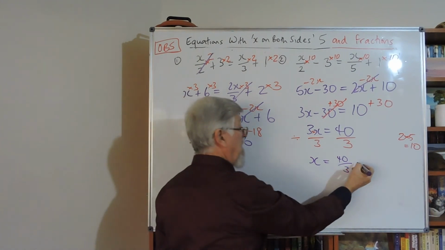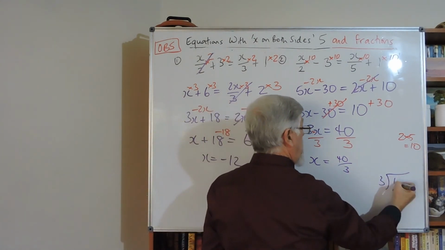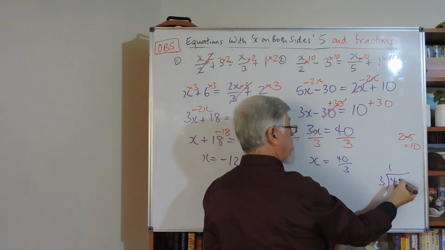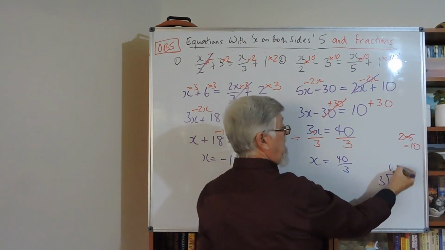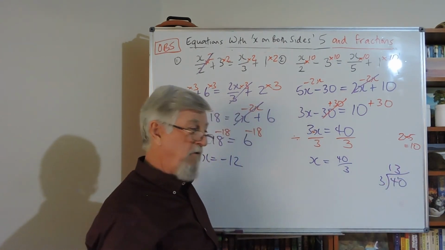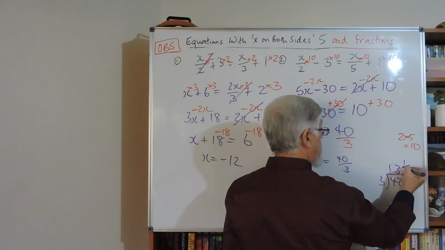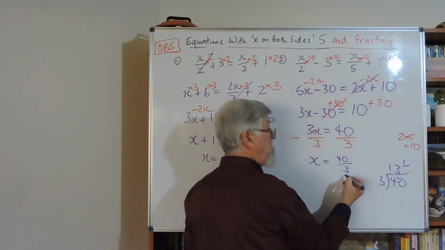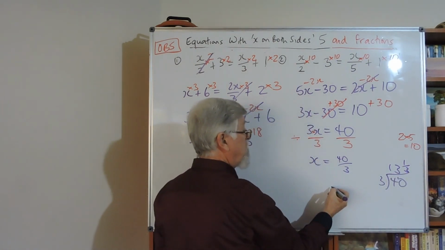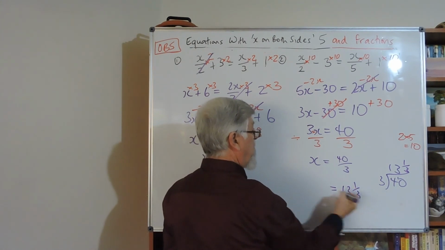Of course you can go 3 into 40, 3 into 4 goes once and 1 left over. 3 into 10 is 3, and you've got the old remainder of 1. So there's your remainder of 1. We started with thirds, we end up with thirds. So of course you could write 13 and 1 third if you wanted to.